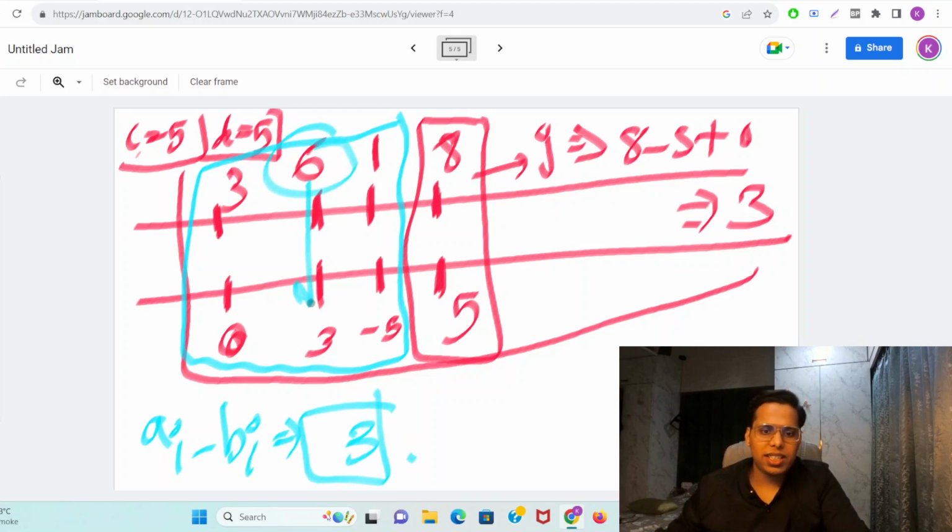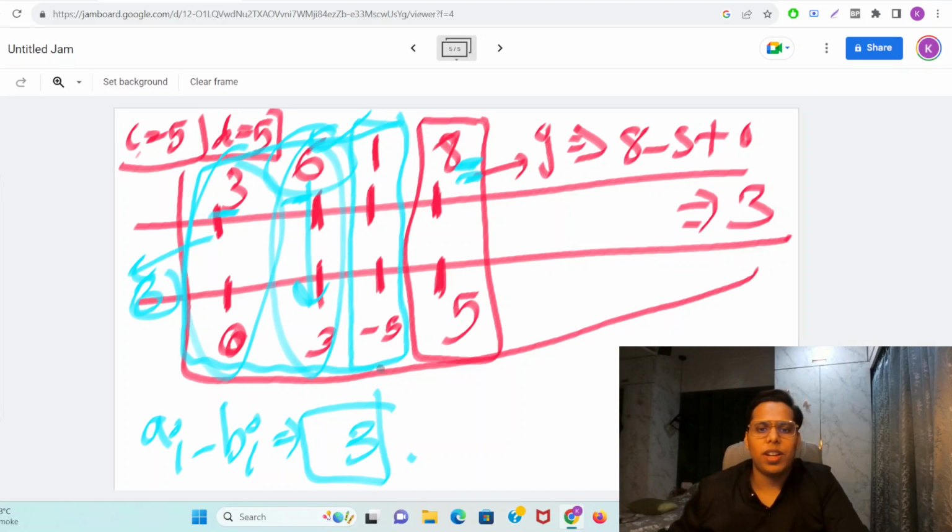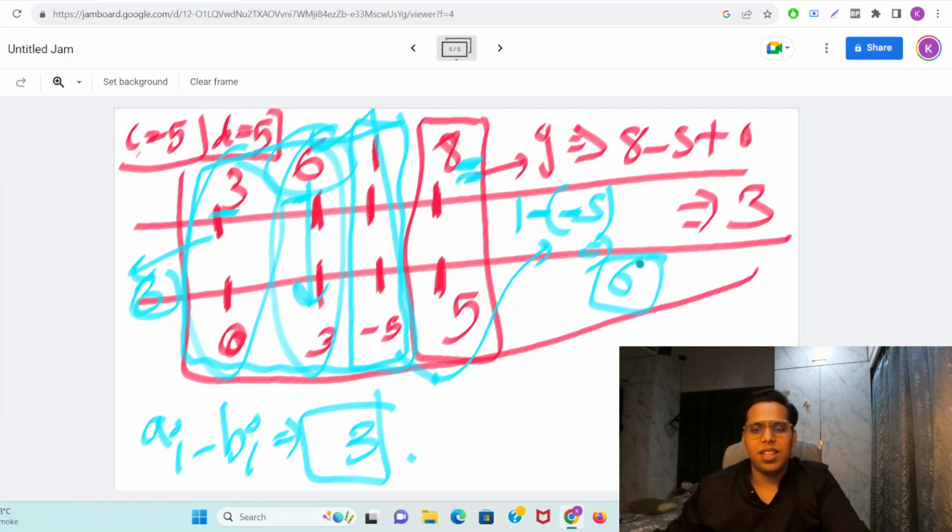So 6 minus 3, this will bond. This is a valid I. 3 minus 0, this will bond. This is also giving 3. So this guy with 8 comma 5 and this guy with 8 comma 5. 1 comma minus 5 is not valid. Why? Because 1 minus minus 5 will give you 6. We wanted AI minus BI to be 3.